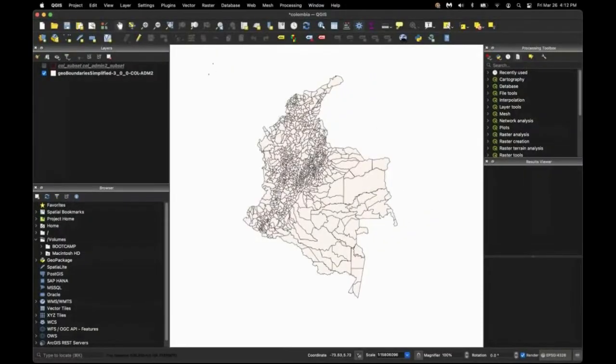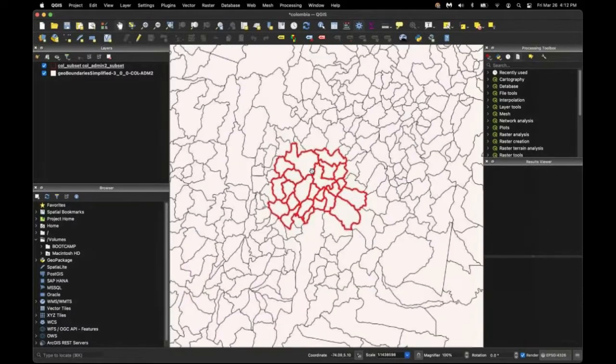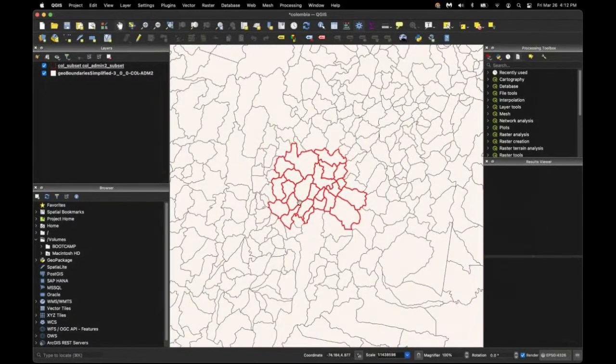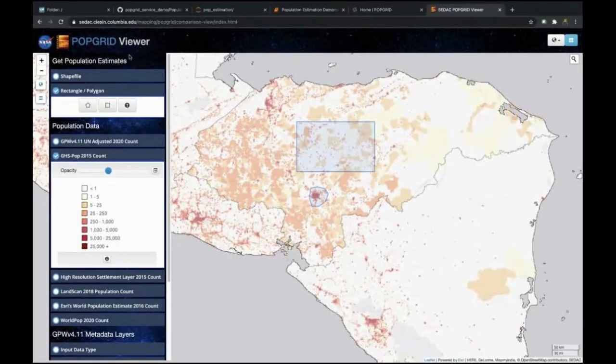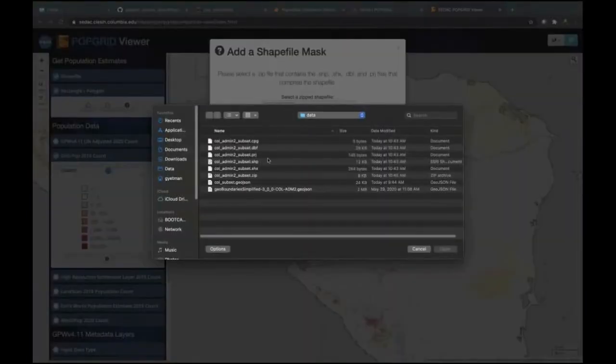And here in QGIS we have administrator boundary data for Colombia that I've preloaded. I've even subsetted it and made administrative boundary data just for one area of interest inside of Colombia. And I exported this as a shapefile and zipped it up. So there's a shapefile on my hard drive that is just these admin units in a zip file. And what the POPGRID Viewer allows you to do is, if you click on the shapefile tab, you can choose a zip file that has your shapefile. And here's my zip file with my Colombia admin2 subset.zip.